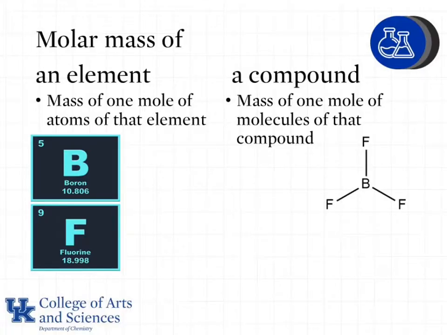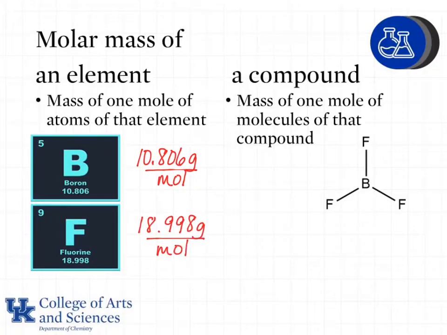Having the molar mass is useful because it helps us figure out how much of a substance we need in terms of grams, which is something that's easy to measure with a balance. So if we look at boron, for example, what we see is that the molar mass is 10.806 grams per mole. So if we had 6.022 times 10 to the 23rd atoms of boron, it would have a mass of 10.806 grams. For fluorine, we see that it would have a mass of 18.998 grams per mole.